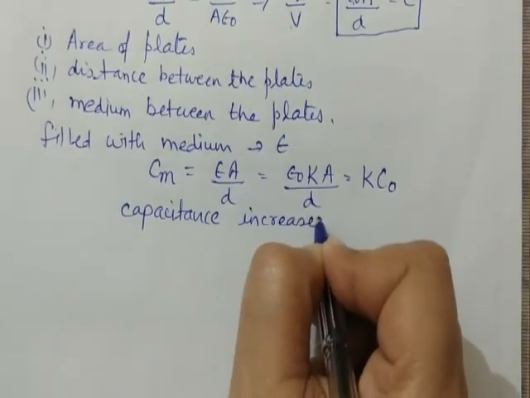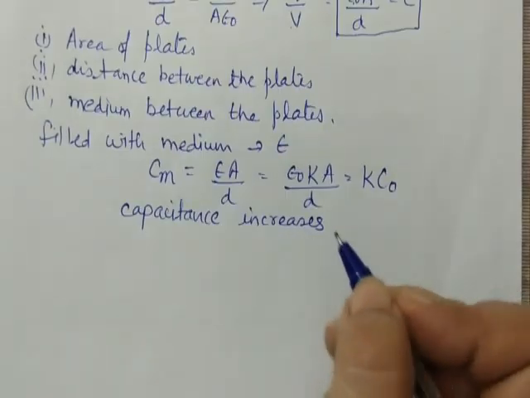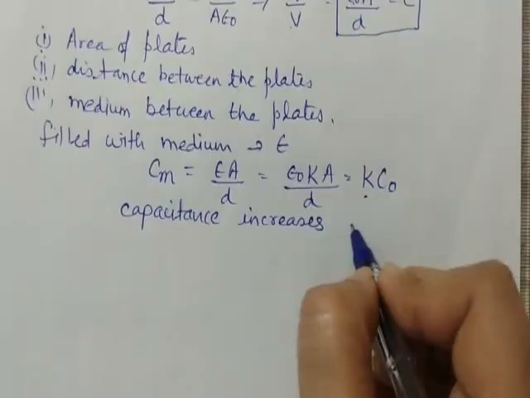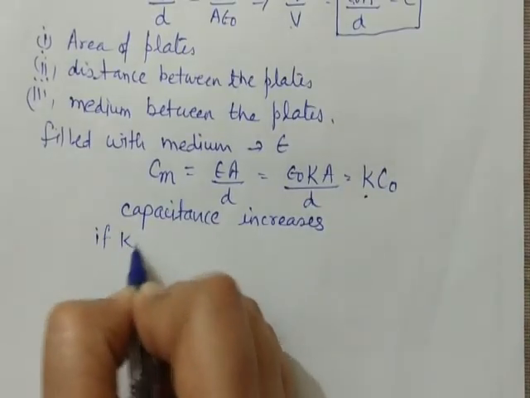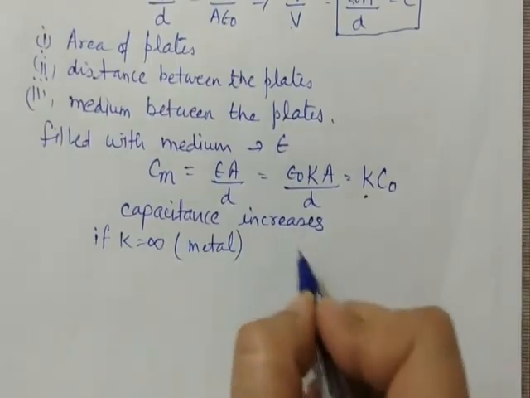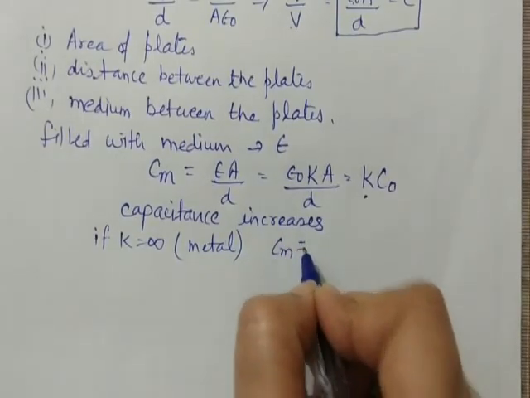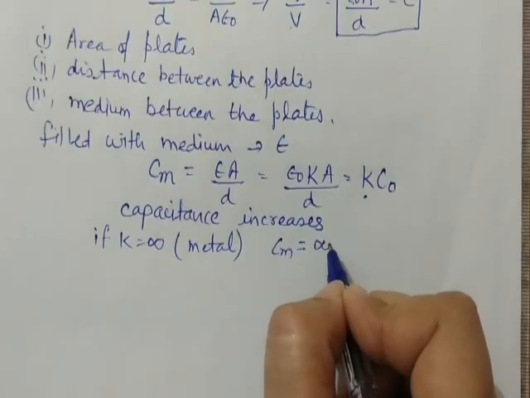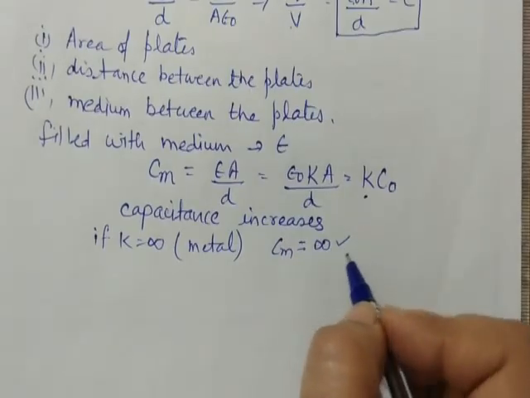Whenever you put a medium between the plates, the capacitance will increase. If K is infinity, K for metal surfaces, then in that case our Cm will become infinite. Then its capacity will become infinite.